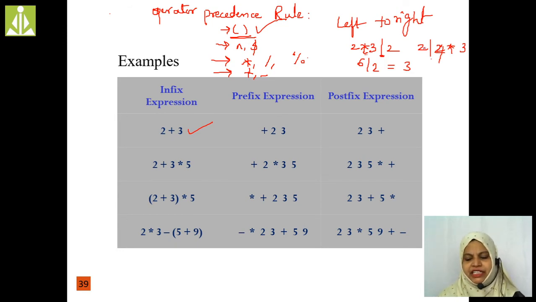So we have to evaluate the divide symbol first. 2 divided by 4 means 0.5, and 0.5 times 3 is 1.5. 1.5 is my answer, right?